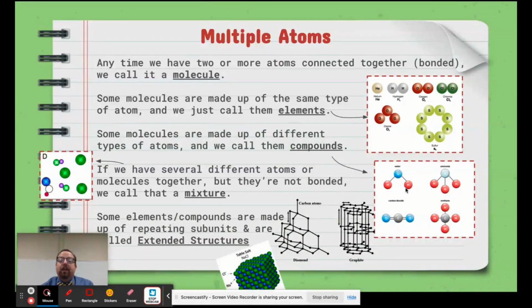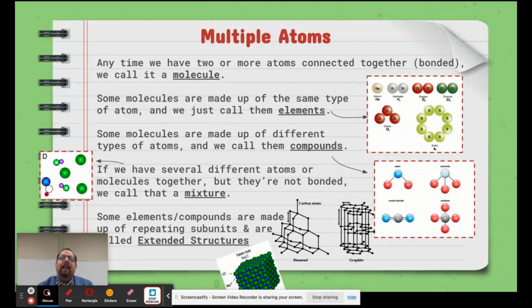Now, if our molecule is made up of more than one type of atom, we call that a compound. Water, which is made of 2 hydrogen atoms and an oxygen atom, would be considered a compound. Methane, which is made up of 1 carbon and 4 hydrogen atoms, would also be considered a compound. If we have several atoms or molecules that are just thrown together but aren't chemically bonded together, we just call that a mixture. Lastly, sometimes instead of molecules, we have extended structures.